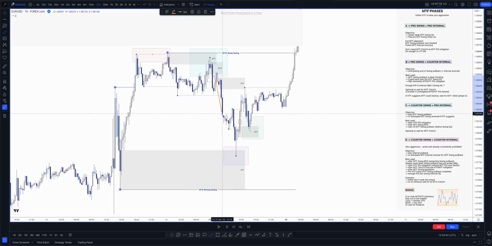And then we get another IBOS. So at this point, this becomes our new strong internal high, right? And then we start to pull back. So you're still in phase C at this point, okay? But is it still optimal to keep looking for shorts? Well, what was the objective of phase C? The objective is to facilitate the swing pullback, right?